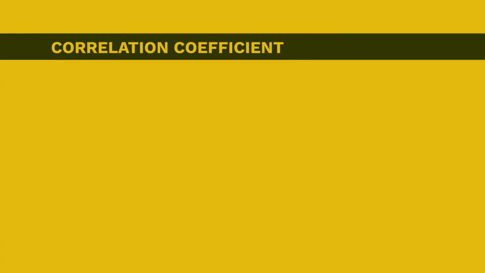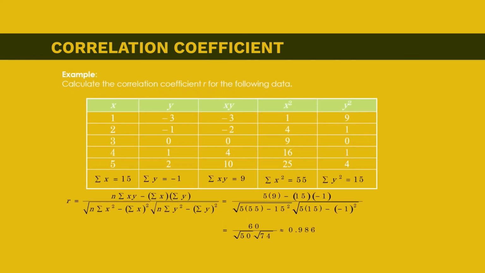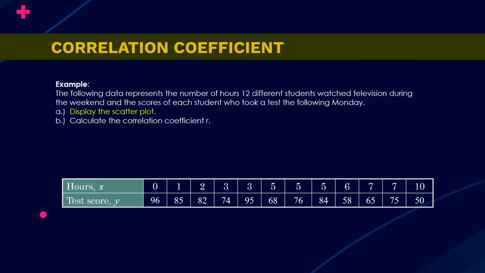This is sigma x, the summation of x: 1, 2, 3, 3, 3, 6, 4, 10 to 12. Then the total of y, where some numbers are negative, so we have a negative value. Then xy multiplied, and we put all of this in the formula. The result comes to 0.986, which is a strong positive linear correlation. If the value comes in minus and lies near about 0.9, it is considered a strong negative linear correlation.